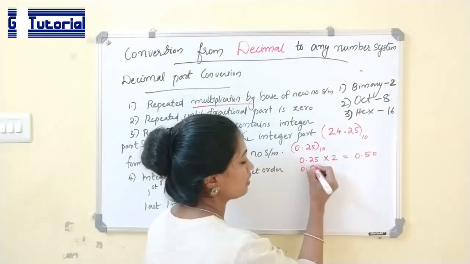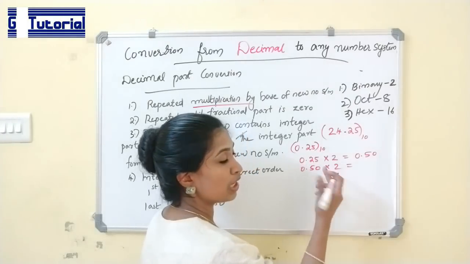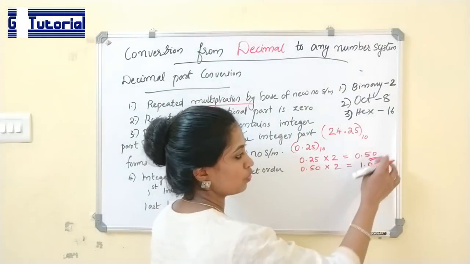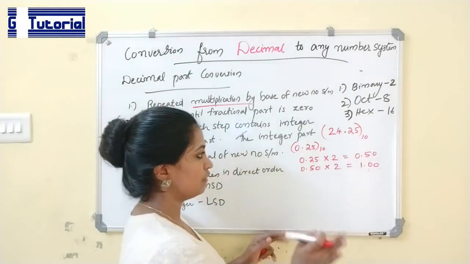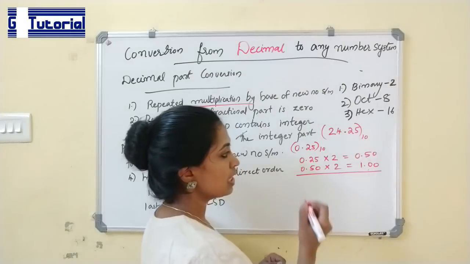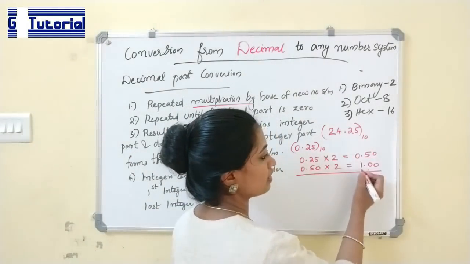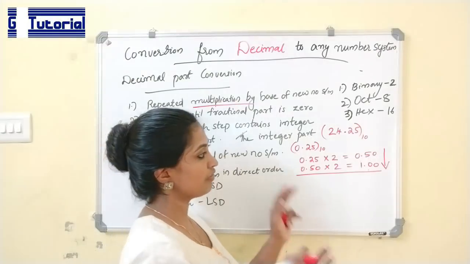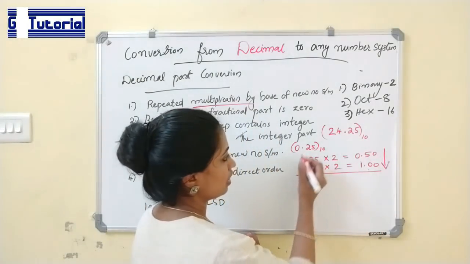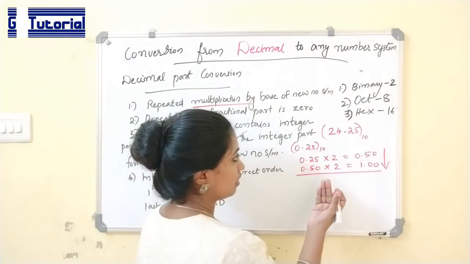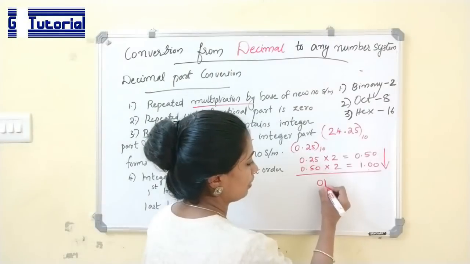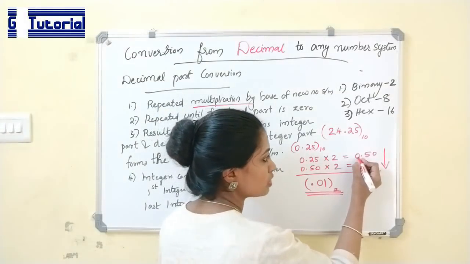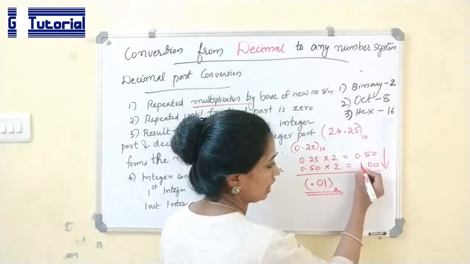So again 0.50 into 2 is 1.00. Here the fractional part or the decimal part has become 0, so we can stop the multiplication. So at the end of the process, the answer will be the integer parts taken in the same order. Here we are not taking the reverse order, we are taking the same order. So the conversion of 0.25 in the decimal number system to binary is 0.01. This is the binary equivalent of that number.